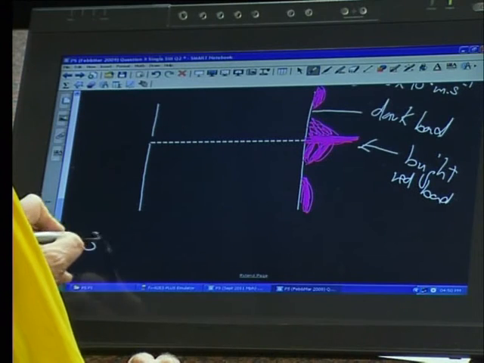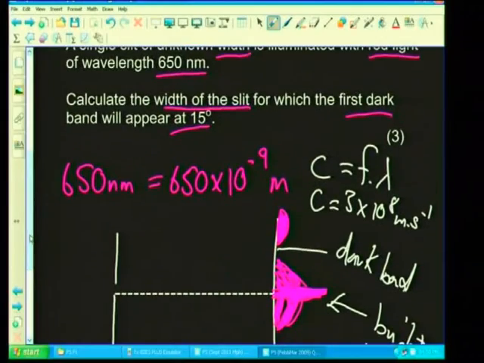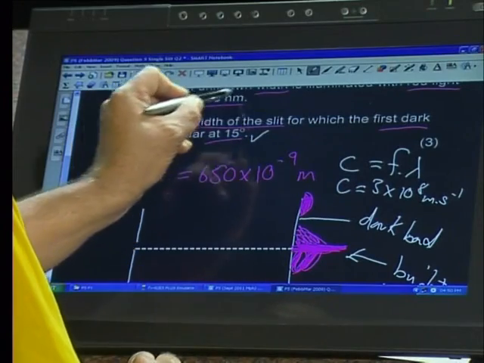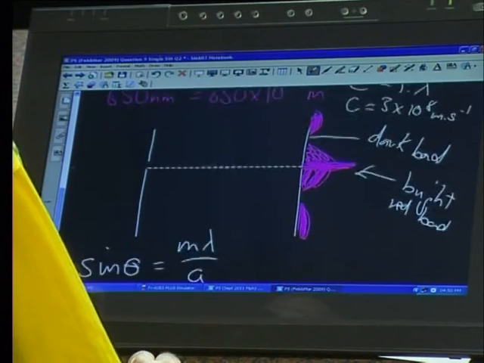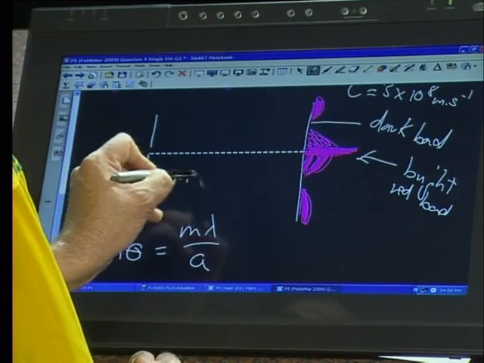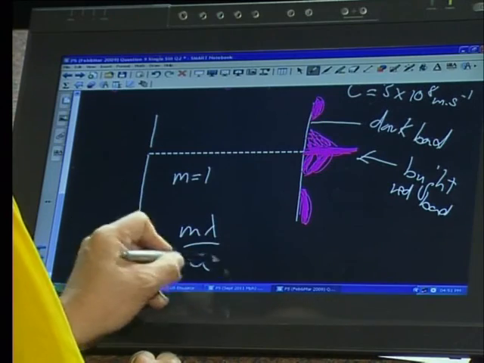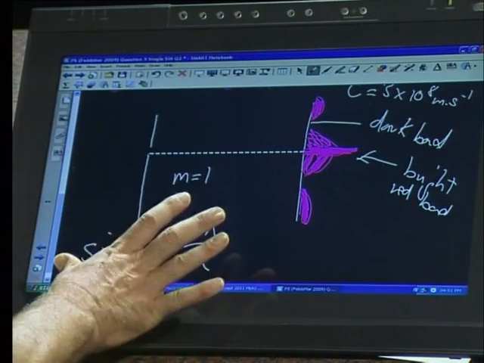What's the formula for this? Well, we're going to say sine theta is equal to m lambda over a. Okay, now take a look at what information we've got. We've got 15 degrees, we've got the wavelength, and we know that it's the first dark band. The m stands for the number of the band. So we know m is 1. We've got the wavelength. We want to find a. We know that theta is 15 degrees. You've got all the information you need.